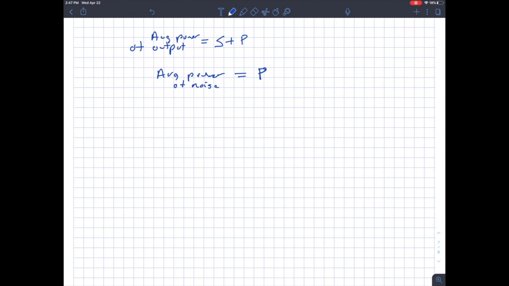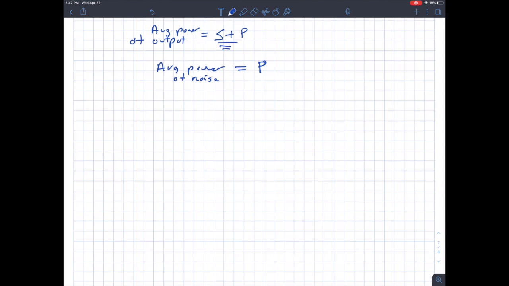Okay, so if this is our output power, from circuit theory you could come up with an average RMS voltage if you knew the average power of a voltage signal. So think of it this way: the RMS amplitude in this case would be the square root of S plus P, and the RMS noise amplitude you could think of would be the square root of P.